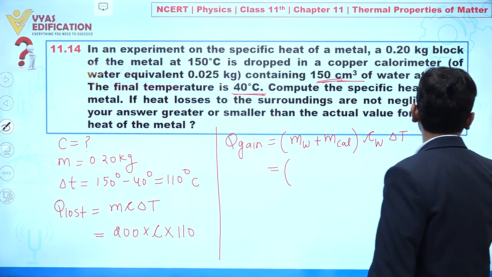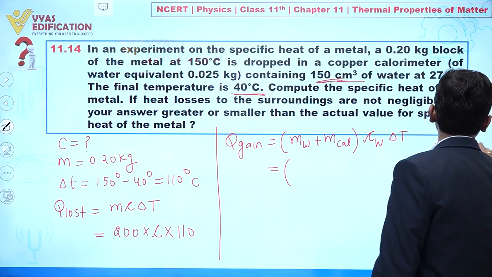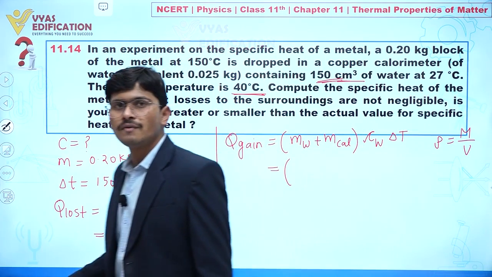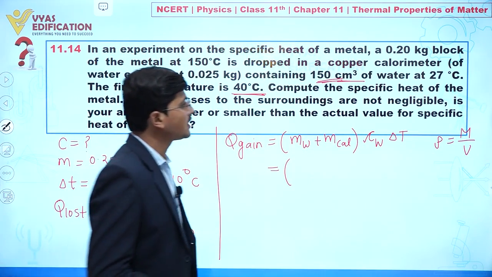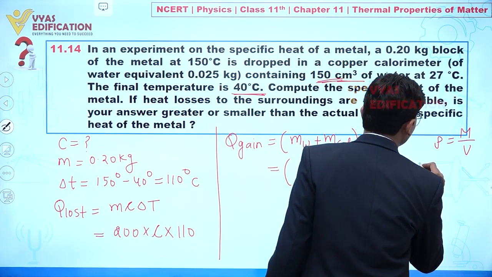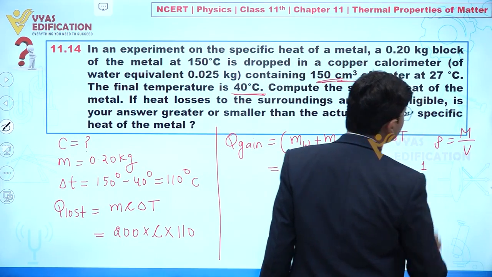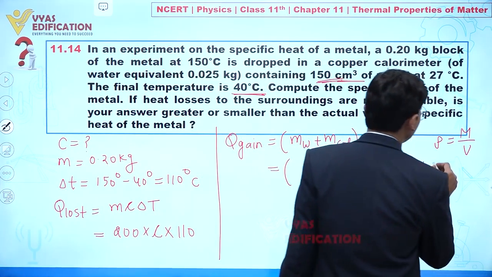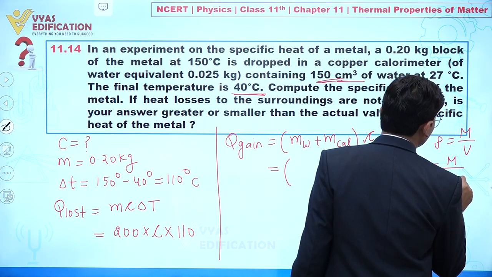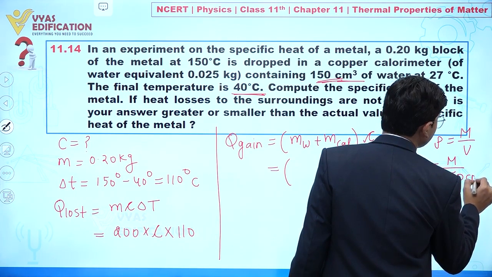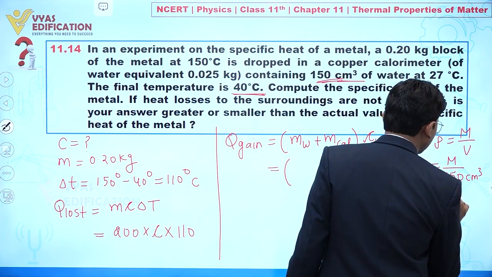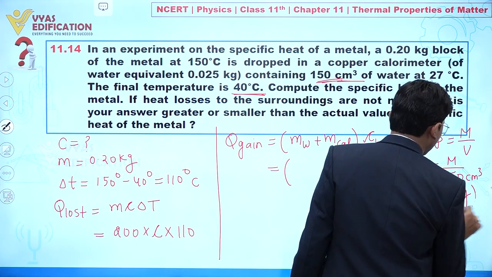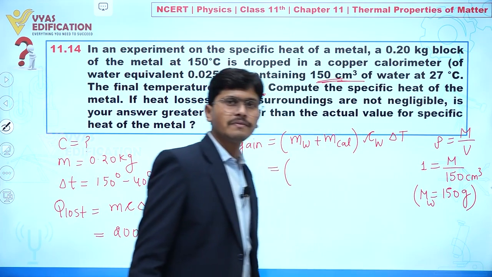Clear? Now we know density. Density is given by mass per unit volume. What is density of water in terms of centimeter? So from here we can say this is 1 gram per centimeter cube. Yes or no? Density of water is 1 gram per centimeter cube, and this is equal to mass divided by volume, which is given as 150 centimeter cube. So from here you can say this mass of water is 150 gram. Clear? Mass of water is 150 gram.